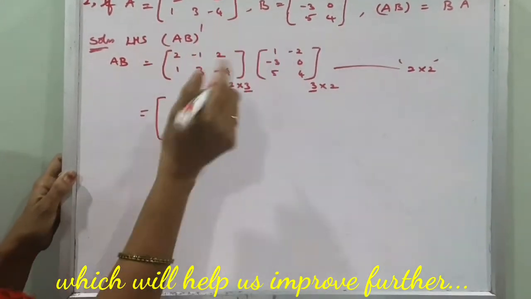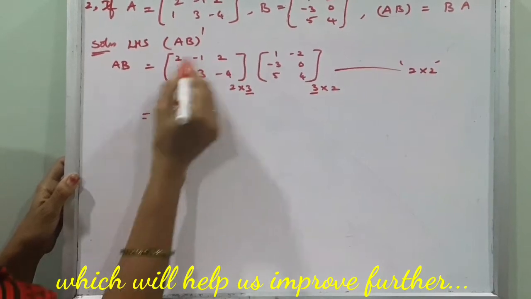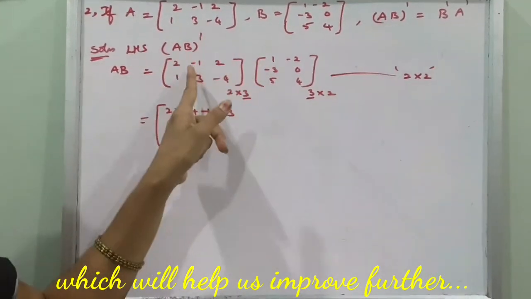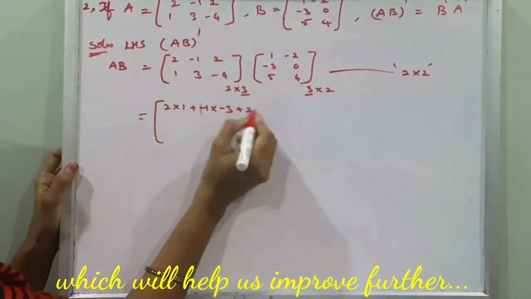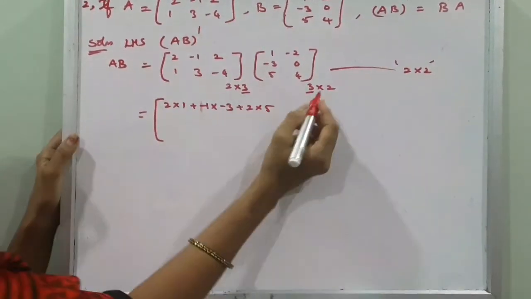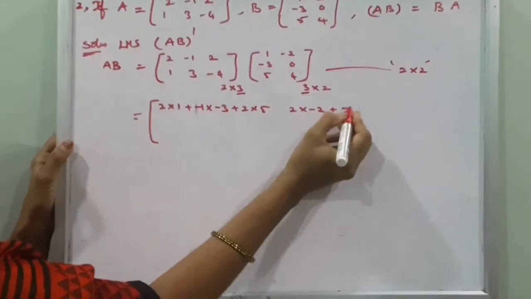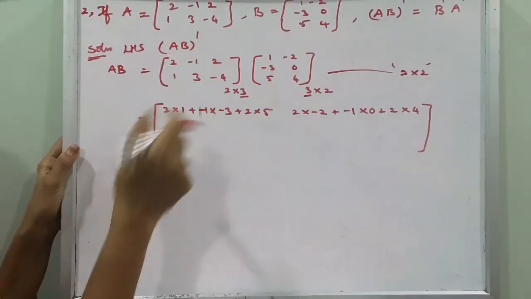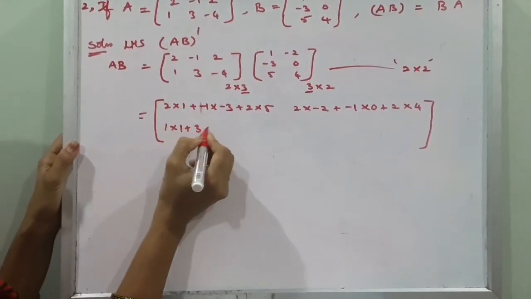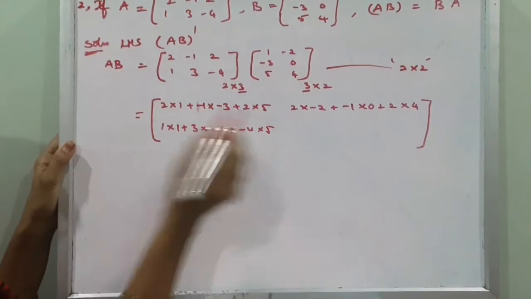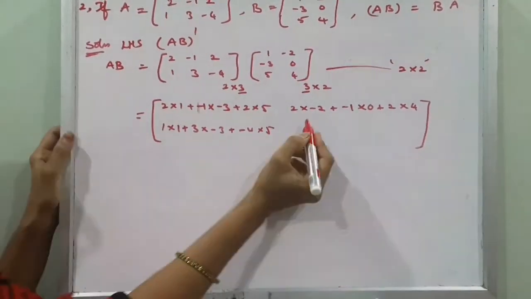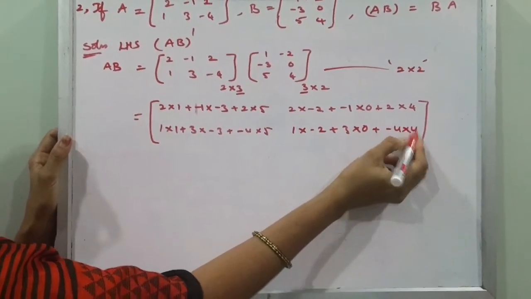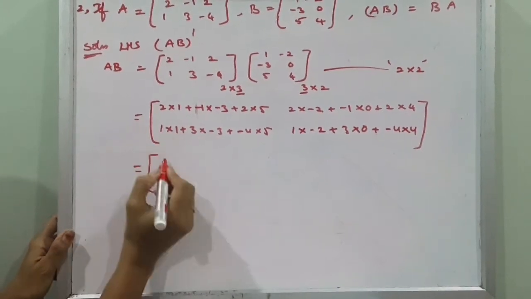Now multiplication is first row by first column, 2 into 1 plus minus 1 into minus 3 plus 2 into 5, and first row by second column, 2 into minus 2 plus minus 1 into 0 plus 2 into 4. Again second row by first column, 1 into 1 plus 3 into minus 3 plus minus 4 into 5. Second row by second column, 1 into minus 2 plus 3 into 0 plus minus 4 into 4.